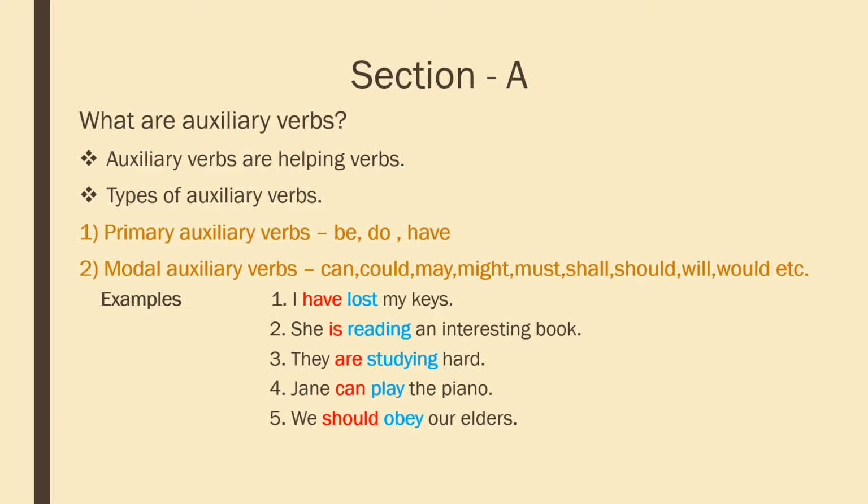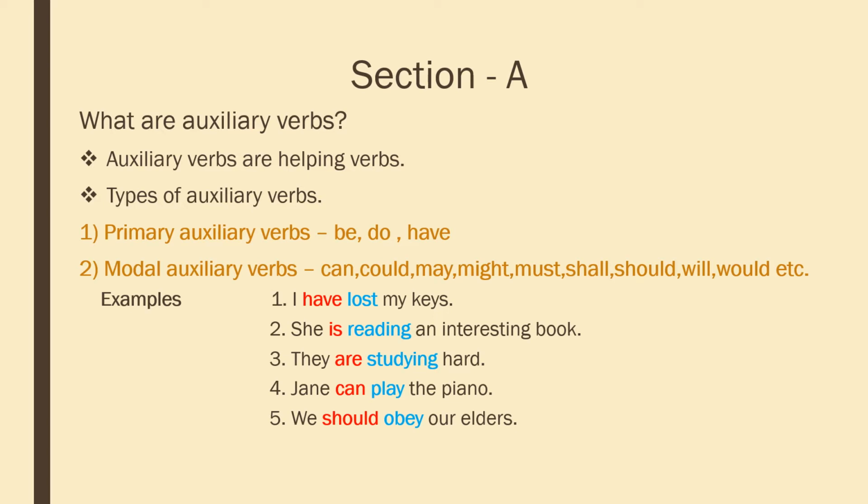Children, here are some examples. The first example is I have lost my keys. In this sentence, have is the auxiliary verb and lost is the main verb. The second example is she is reading an interesting book. In this sentence, is is the auxiliary verb and reading is the main verb.